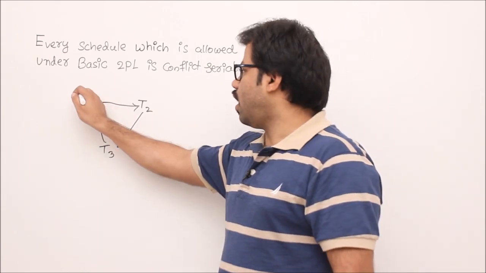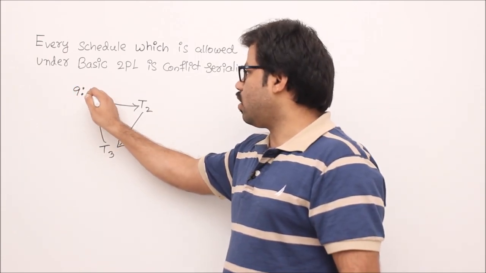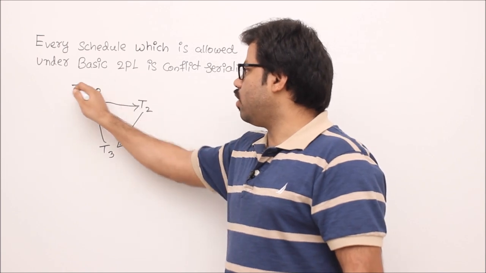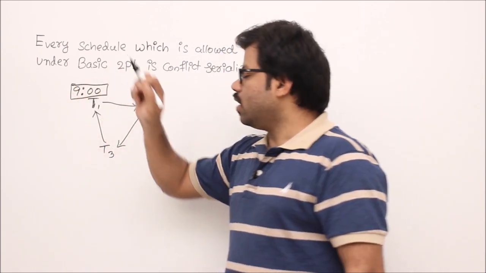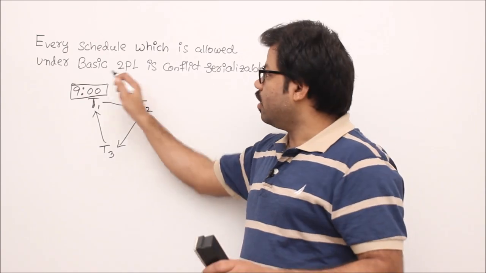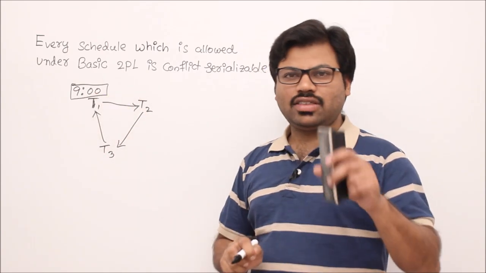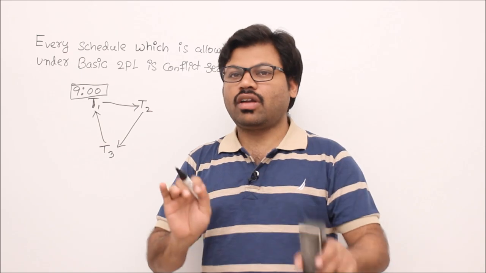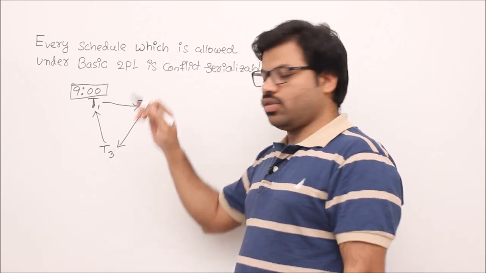So T1 said, I am going to release my first lock at 9 o'clock. Remember, this 9 o'clock is a very important time for us. At this point, T1 is going to release its first lock. After that, no further locking, remember it. Now we'll ask T2.